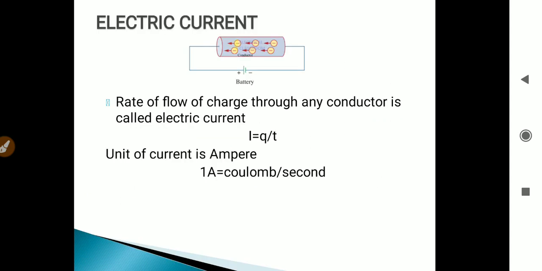So the electric current is defined as the rate of flow of charge through any conductor. If you want to express this statement mathematically, then I will be q by t, and the unit of this current is the ampere. From the formula it is clear that 1 ampere is equal to 1 coulomb per second, because in the MKS system the charge is expressed in coulomb and the time is expressed in second.